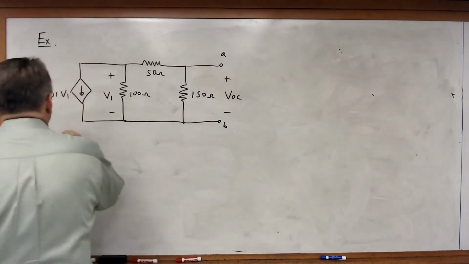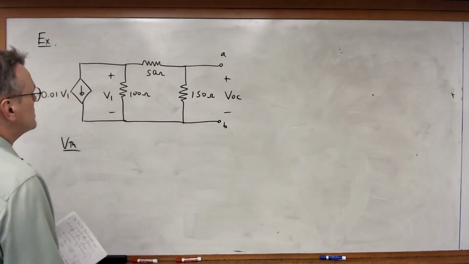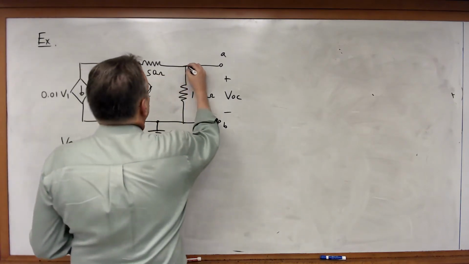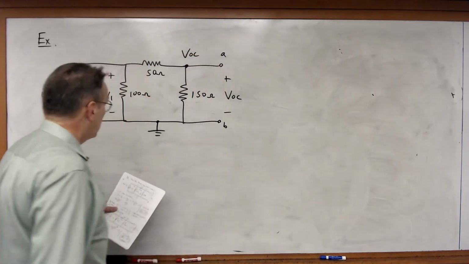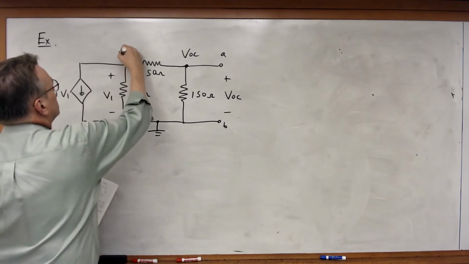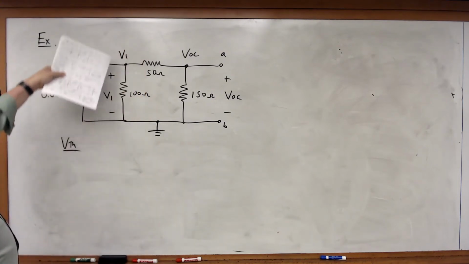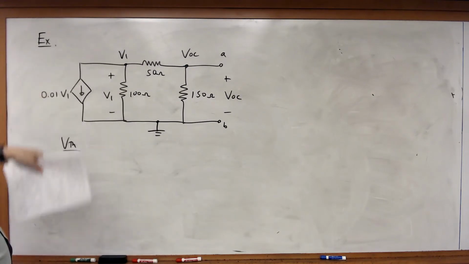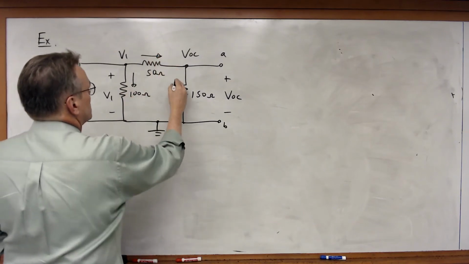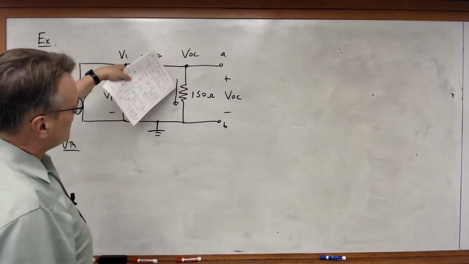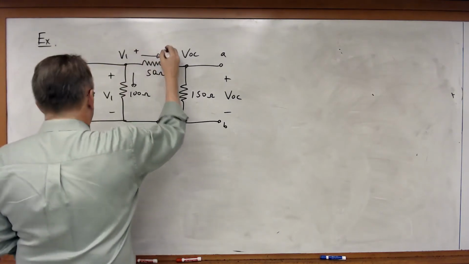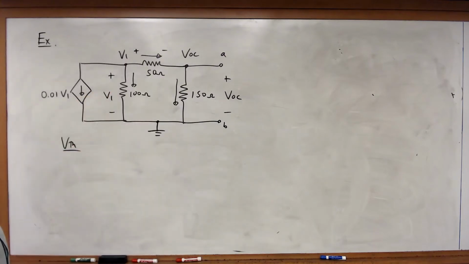Let's try to calculate VTH. So in this case, I'm going to ground the bottom node. My top node will be equal to VOC. I'm going to call this node here, since I've got V1 here, then by definition that node becomes V1. The nodal voltage becomes V1. I'll just stick with that definition. And I'm going to pick these current directions. This one, I've got VOC, so I'm just going to stick with that direction for the current. And here I'm going to add this current between V1 and VOC.